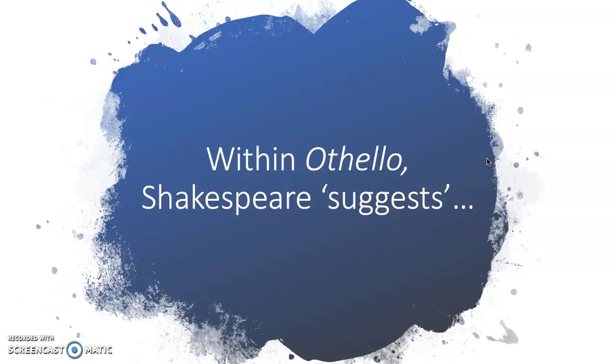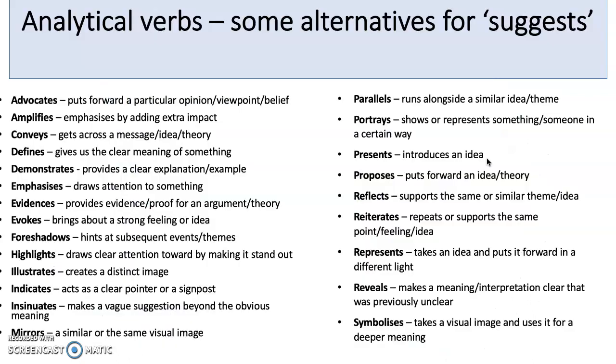So when it comes to writing your own topic sentences, we really want them to be as sophisticated as possible. So this topic sentence here, within Othello, Shakespeare suggests, technically there is nothing wrong with this statement, okay? But we're going to think about how we can make this sound a little bit more sophisticated. So one of the ways that we might do this is through analytical verbs, okay? So these are some alternatives for suggests. So we have words such as advocates, parallels, portrays, represents, symbolises, okay? And here is a list for you to use and think about what would work within your own writing.